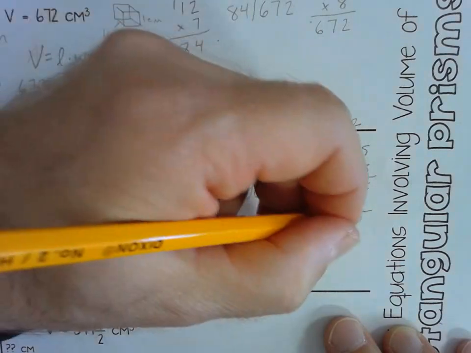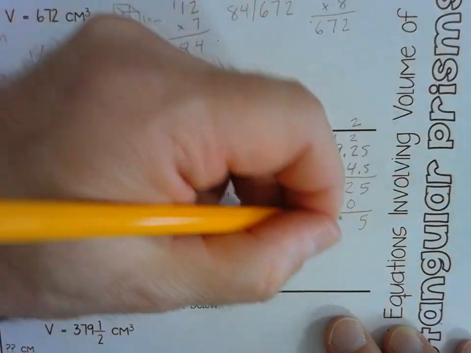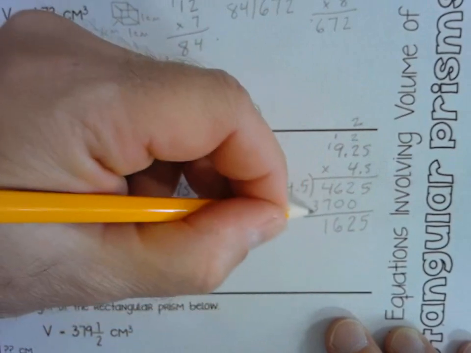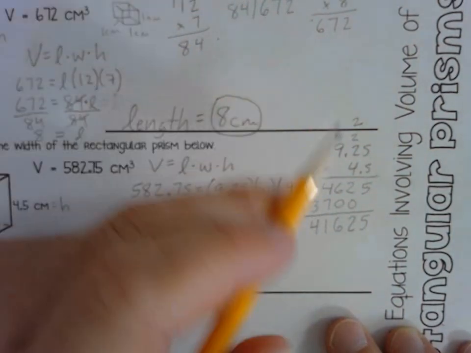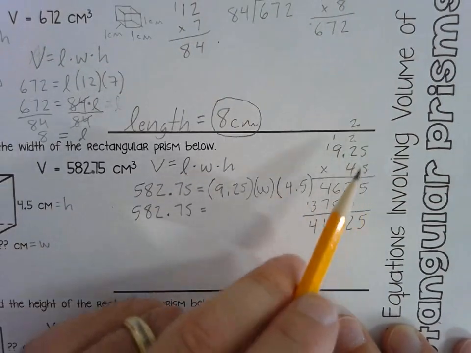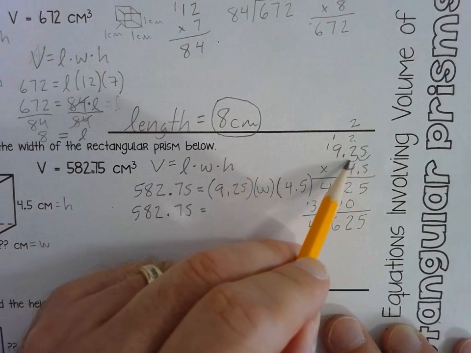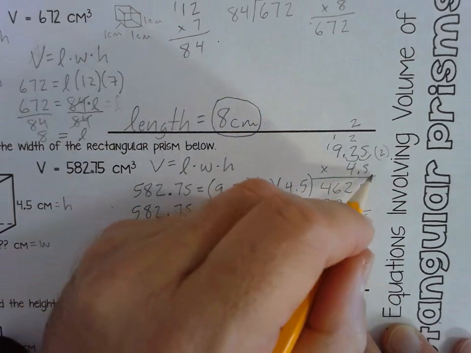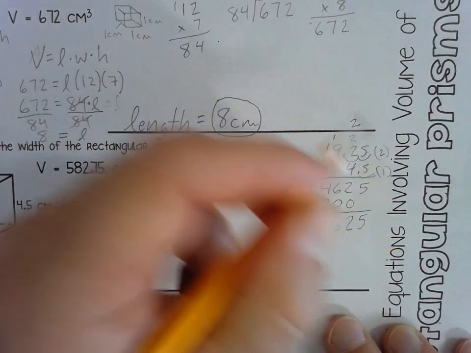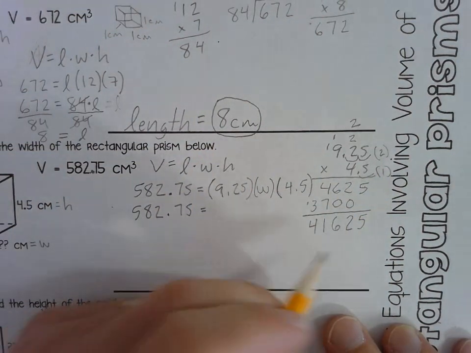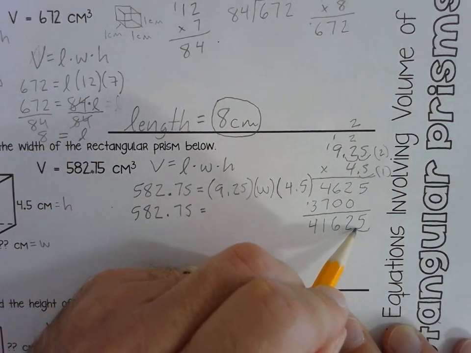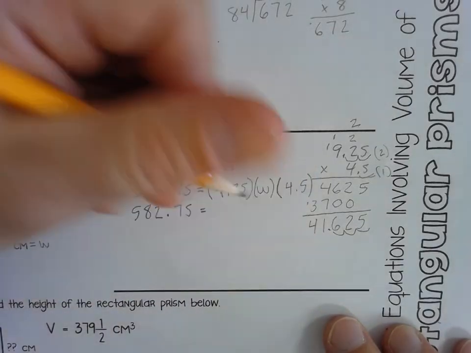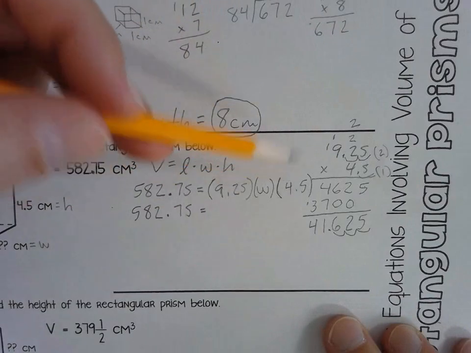Okay, so now I just need to add these up. 5, 2, 6, that's 11, and 4. Okay, now remember, since I have a decimal here, I need to count my decimals up. So that's 1, 2 spots, and that's 1 spot here. So that's a total of 3 spots I need to move my decimal, right? So remember, you start here, 1, 2, 3. So I got 41.625.